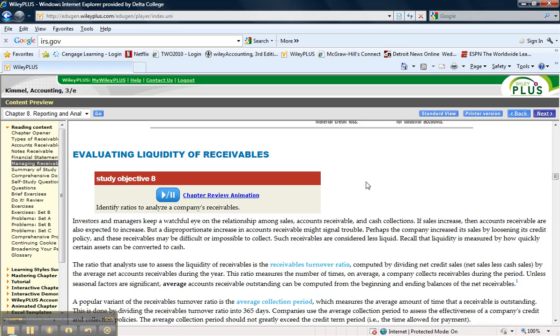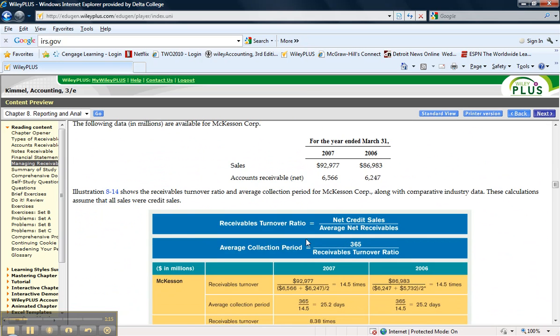And then study objective 8, evaluating liquidity of receivables. Companies will do this to see if they're collecting receivables as quickly as they'd like to. A lot of times this analysis goes into a company deciding what kind of discount to offer their customers if they pay early. So we'll look at ratios here like the receivables turnover ratio. How many times in a year does a company turn over its accounts receivable balance? And then, what's the average collection period? How many days on average does it take to collect an AR?